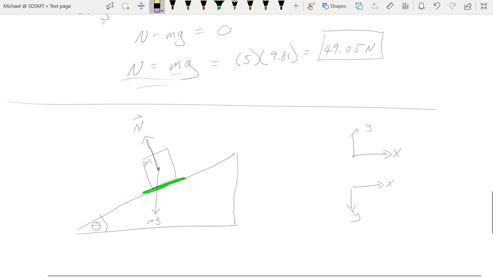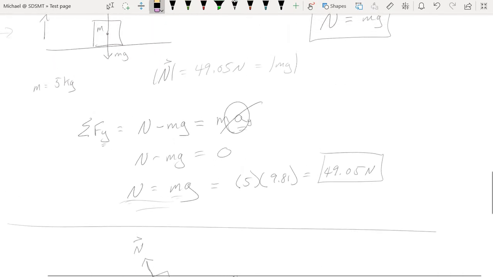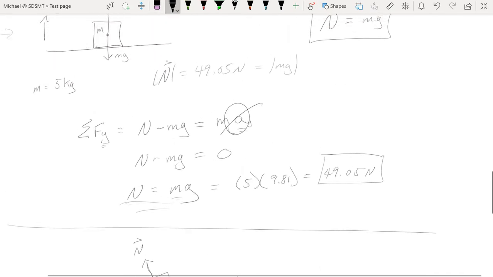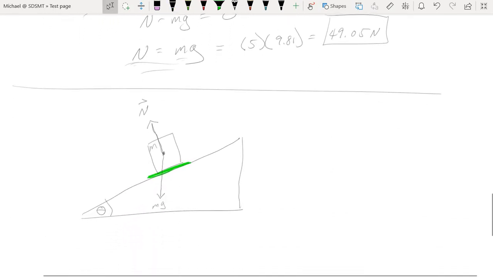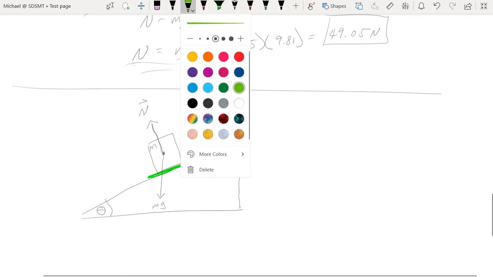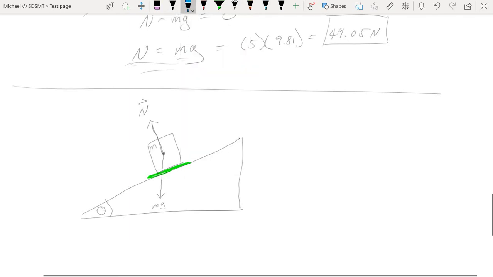And so as a really good example of setting up these sum of force problems that we're going to be working on, I would ask you to always keep in mind the direction that your mass will start accelerating.